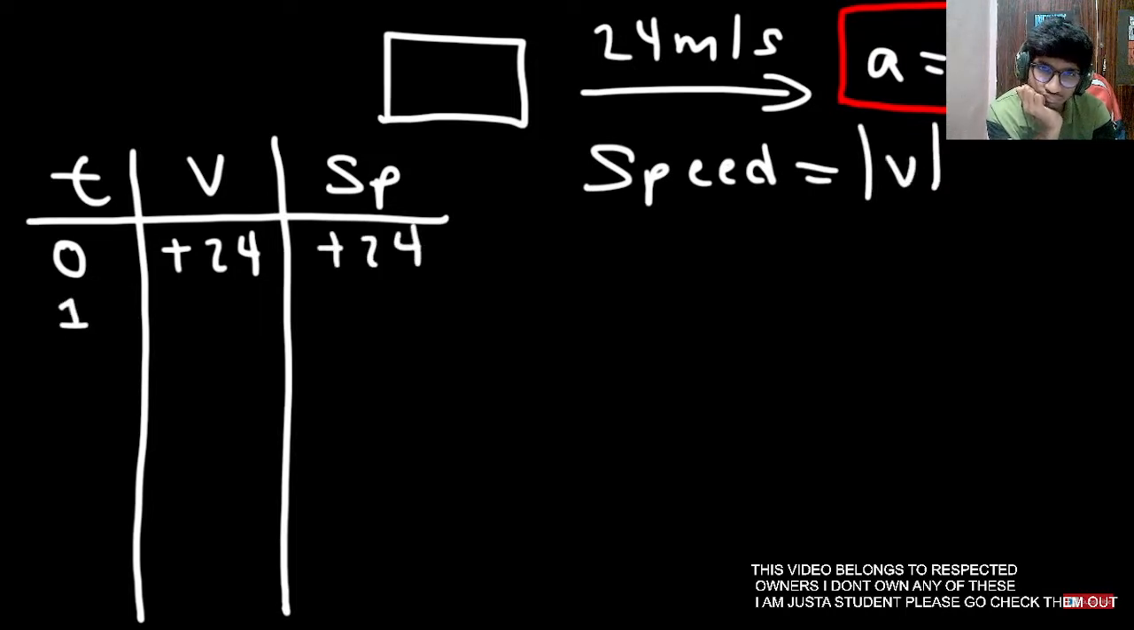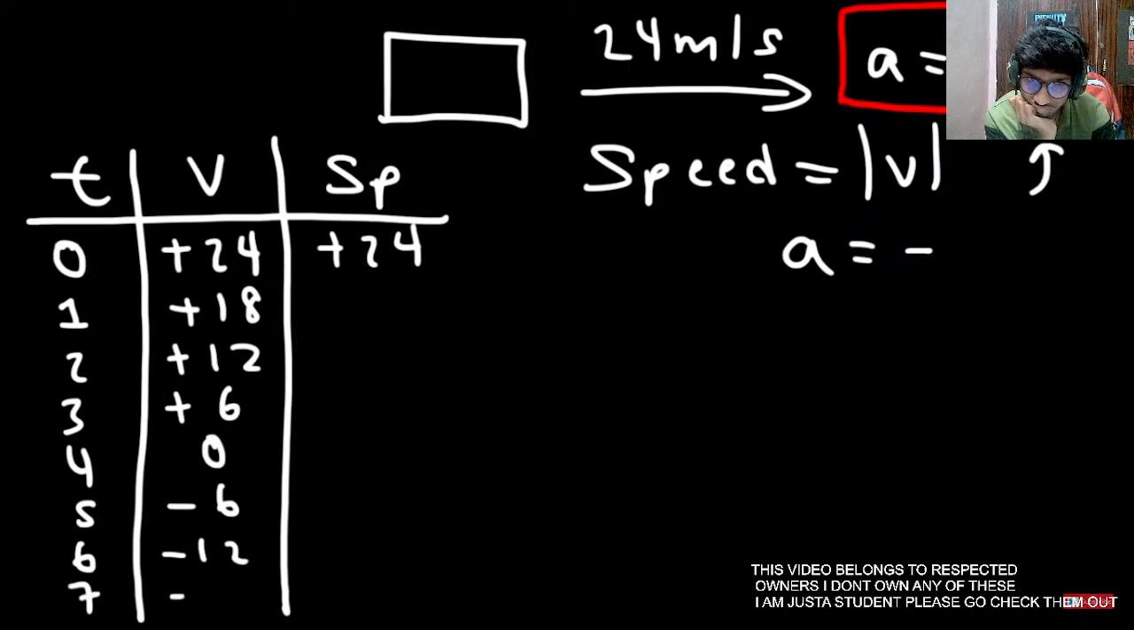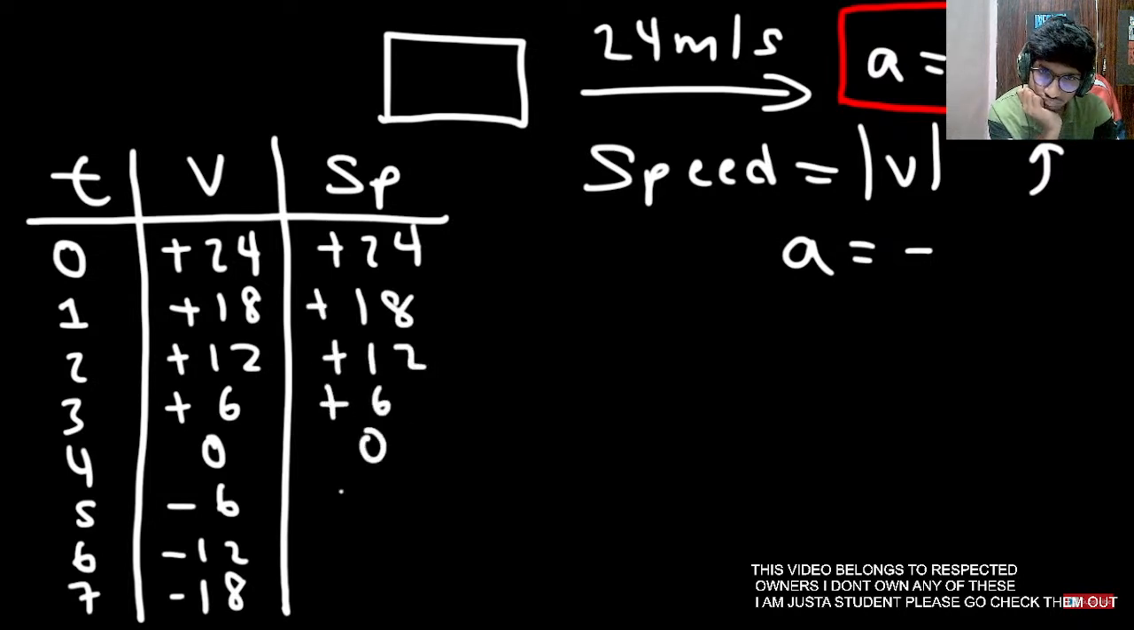Now, 1 second later, what will be the new velocity? Well, the acceleration is negative 6. And recall that if acceleration is negative, the velocity will be decreasing. So it's going to decrease by 6. So 24 minus 6 is 18. 2 seconds later, it will be 12. 3 seconds later, it's going to be 6. 4 seconds later, it's 0. 5 seconds later, it's negative 6. And so forth. Now, speed is always positive. It's the absolute value of velocity. So here the speed is positive 18, positive 12, positive 6, 0, positive 6, positive 12, and so forth.